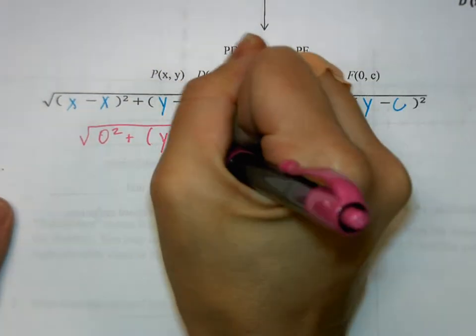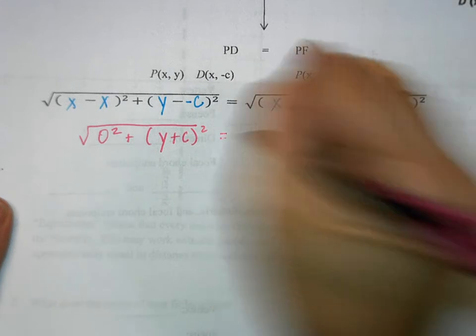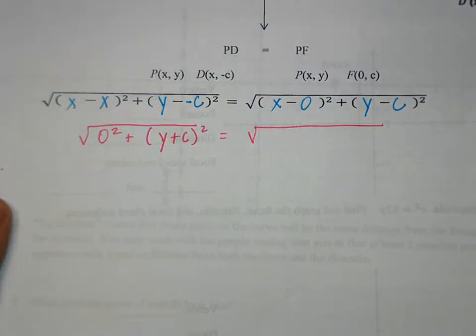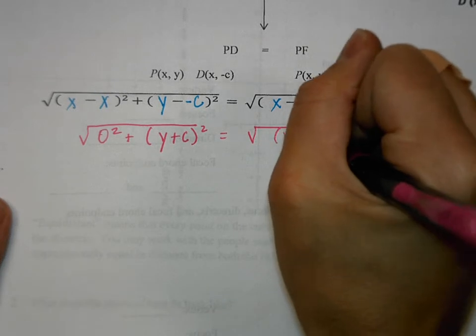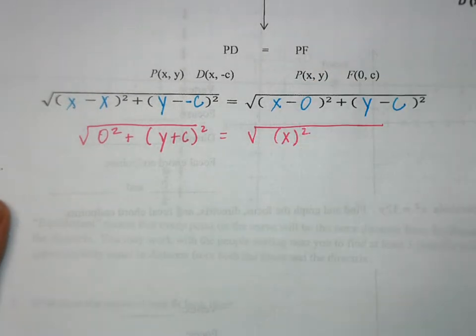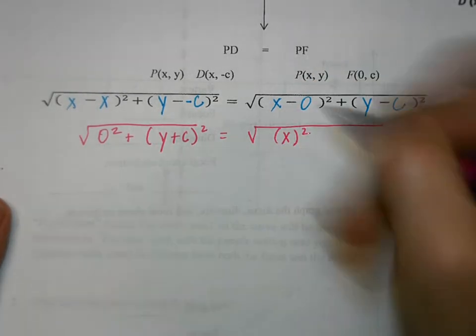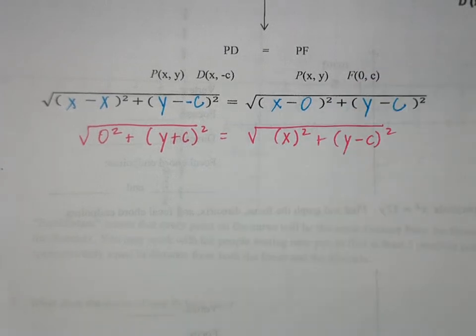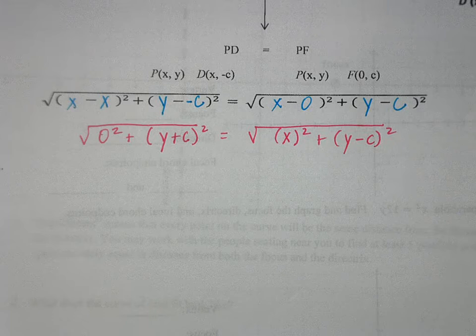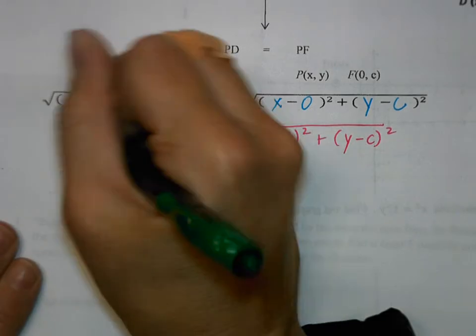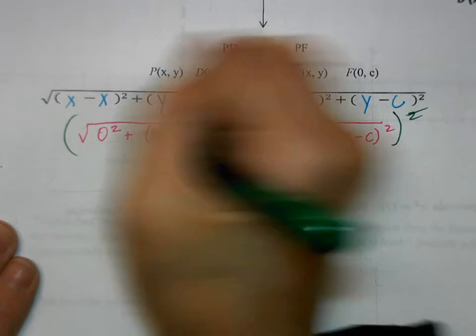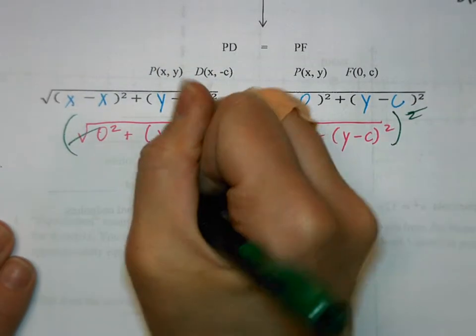y plus c squared equals, over here we have the square root. X minus 0 would be x squared, and I don't know why I did the parentheses, you don't have to have them, plus, and then we have y minus c squared. What's my next step? Why am I squaring both sides? Very good. Square both sides in order to eliminate the square roots. And so when I do that, I end up with y. Good.